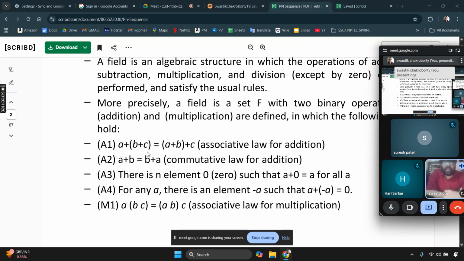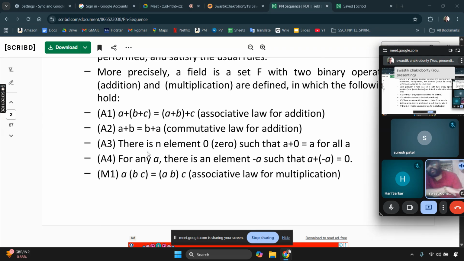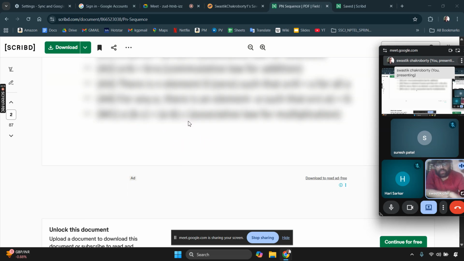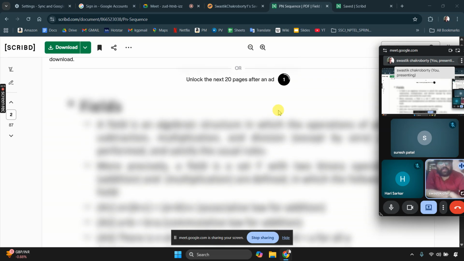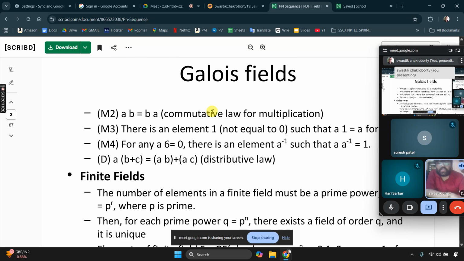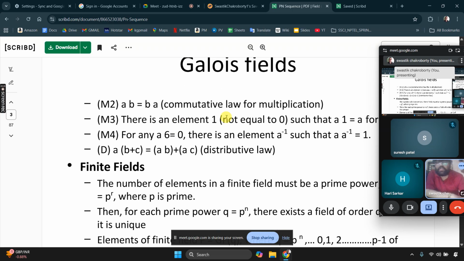So the binary operation has to satisfy four properties: the associative law, the commutative law, the existence of identity, and the existence of inverse. Similarly, multiplication also has to follow the associative law, that is (a × b) × c = a × (b × c). Then there is the commutative law, a × b = b × a. And then there is the identity law: there is an element 1, not equal to 0.